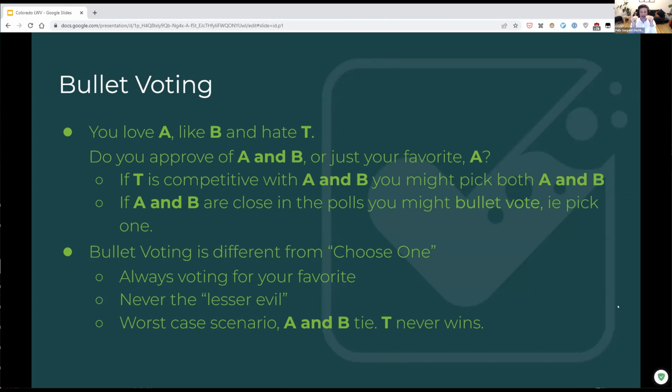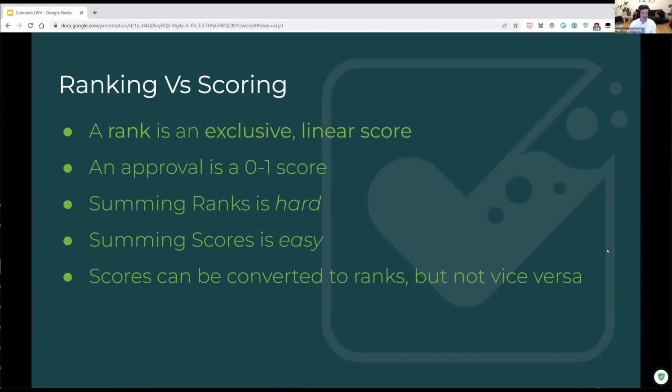And that means that A and B might tie if there is an equal level of support in those communities. And under that scenario, A and B are very similar, right? You like A, and you love A, you like B, and if it ties, then you're not really losing too much in that scenario, as opposed to the plurality choose one scenario where the worst candidate for you ends up winning.